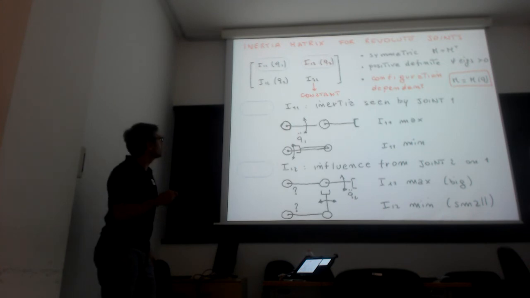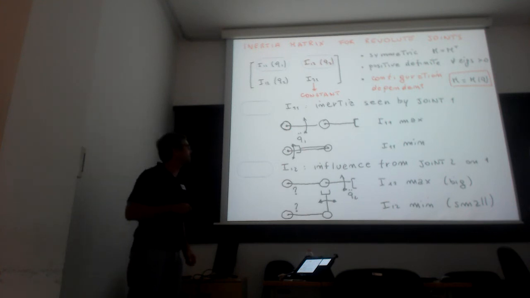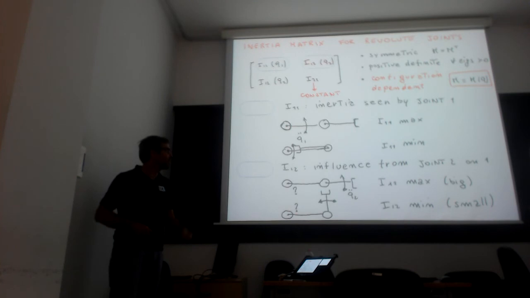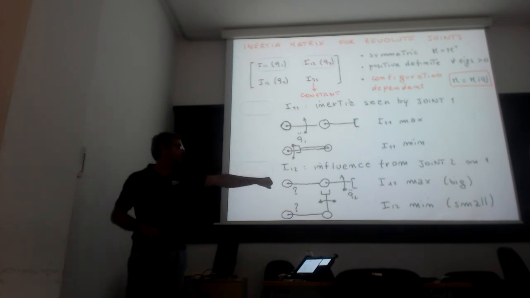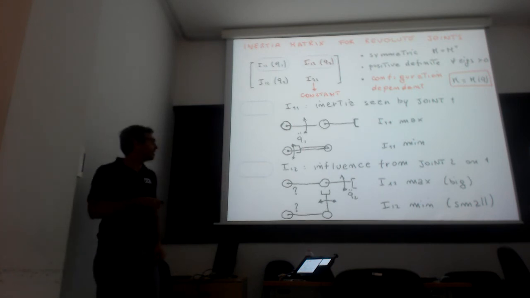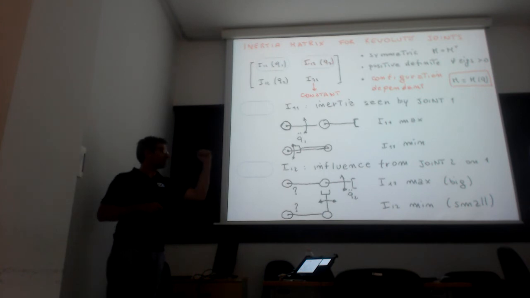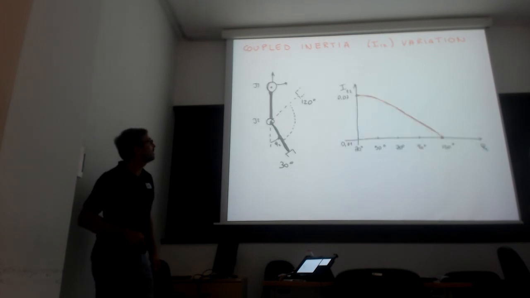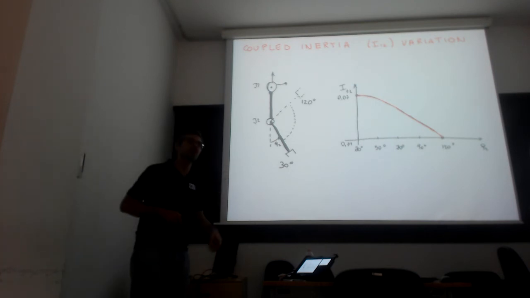Sorry about the color, this should be this term. This represents the influence from joint 2 on joint 1. And if we think how this influence looks, think about the completely extended joint: moving this joint will have a big influence on the first one, while if it's at 90 degrees, the influence will be smaller. We can plot the influence of this second joint on the first one according to the configuration. We see that it's non-linear.